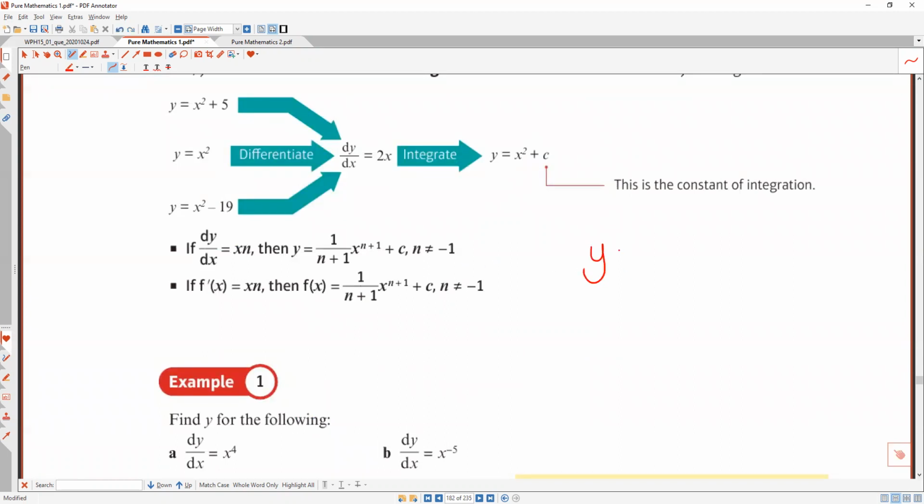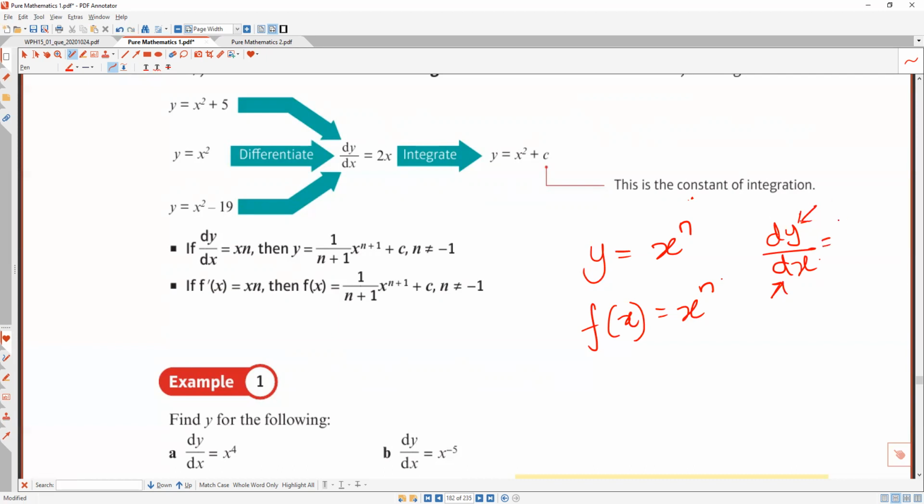Listen, they will either write y is equal to x raised to n, or they will write f(x) is equal to x raised to n. They both mean the same, and they will ask you to find dy by dx. You know what is the meaning of this dy by dx, by the way? This will come handy when you get to P4. What is the meaning of dy by dx? It means the change in y with respect to x. It means how y is changing with respect to x.